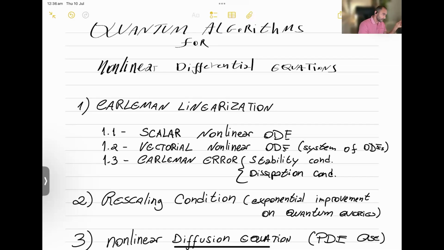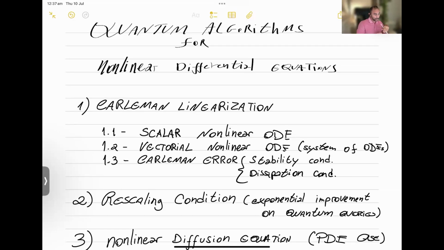So just to introduce the linearization in terms of the Carleman approach, which is the case where we have a scalar nonlinear ordinary differential equation. Then I'm going to move to the next step, the vectorial case. So I have now a system of nonlinear ODEs, and I'm going to show step by step how to linearize this. And then I'm going to move to the Carleman error.